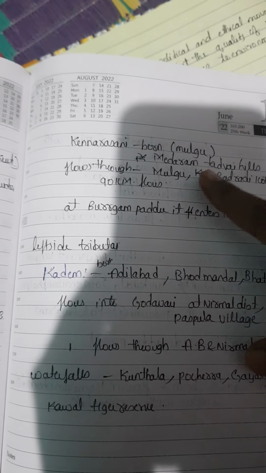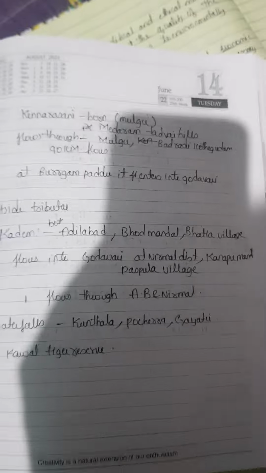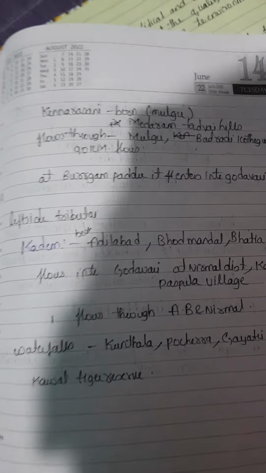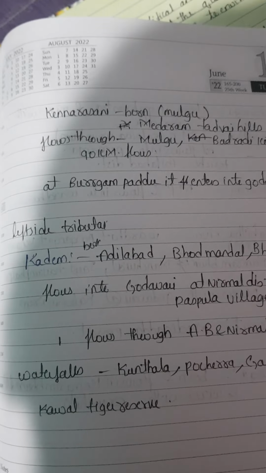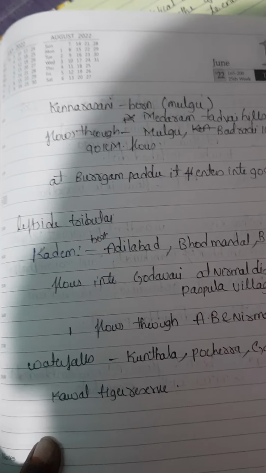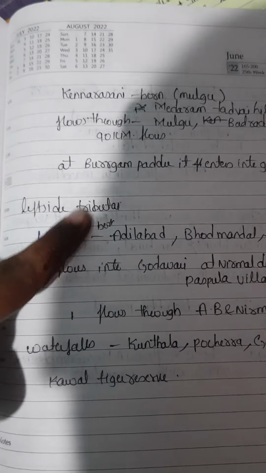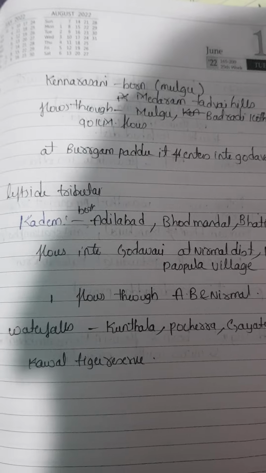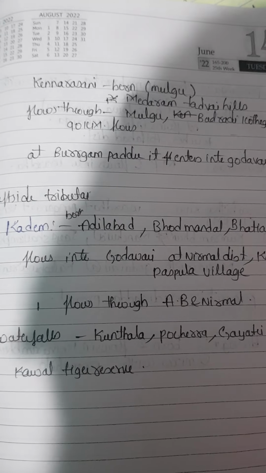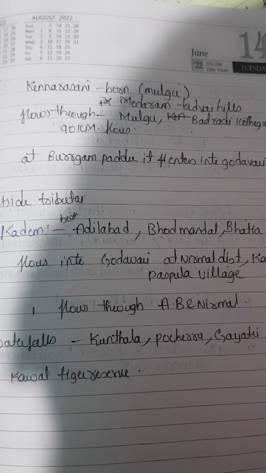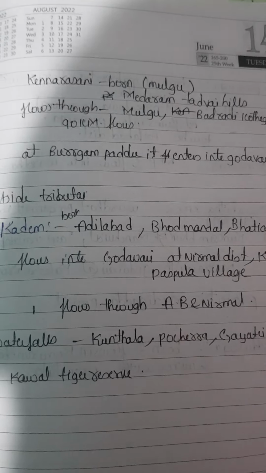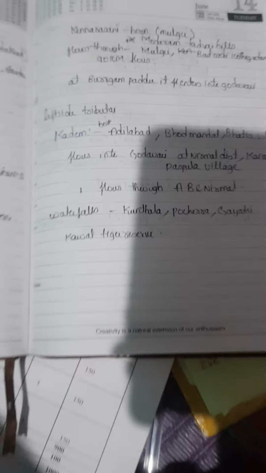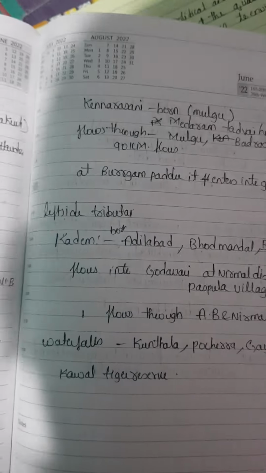And Kinnarasani comes from the Medaram Tadvai Hills, flows through Mulugu and Bhadradri Kothagudem. So you can remember that Kinnarasani flows only through two districts. At Burugampadu, it enters into Godavari. So these are the places: Burugampadu, Medaram. You need to remember in which district the Kinnarasani river enters the Godavari. Such kind of factual things are important where we need to concentrate.